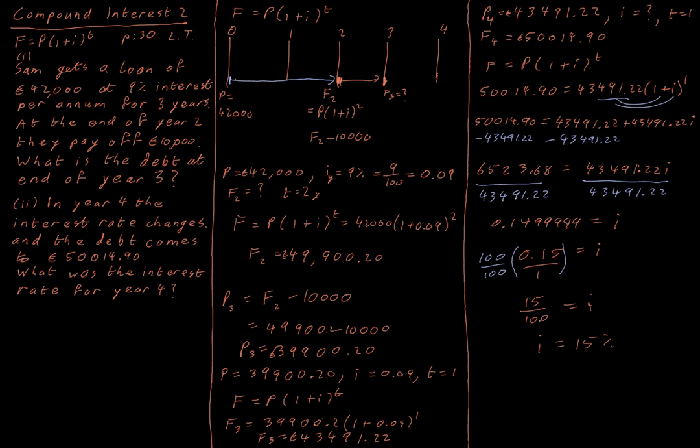So the bank increased the interest rate on the debt quite significantly in the 4th year. So the end of 3rd year to the end of 4th year, they increased the interest rate on the debt from 9% to 15%. So that is what we need for now.